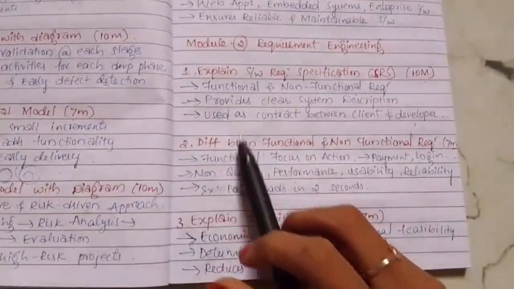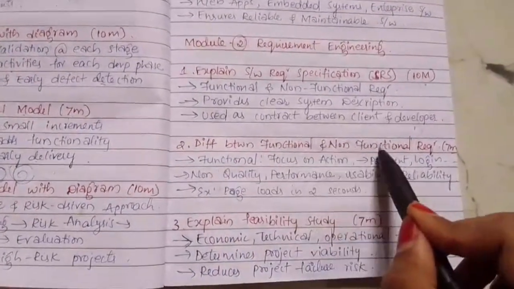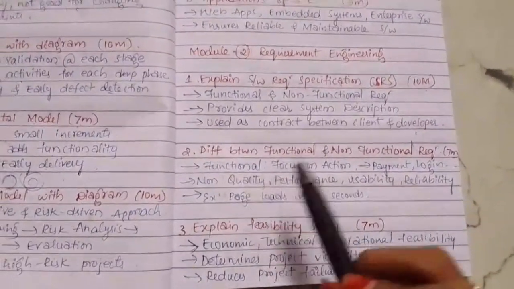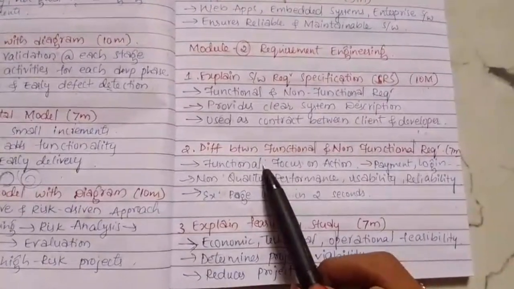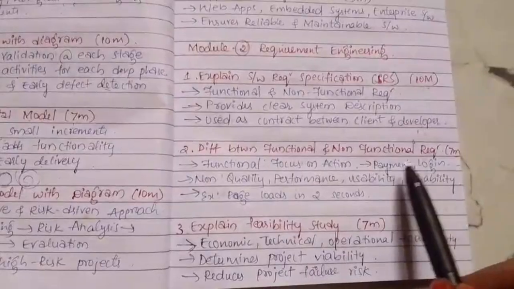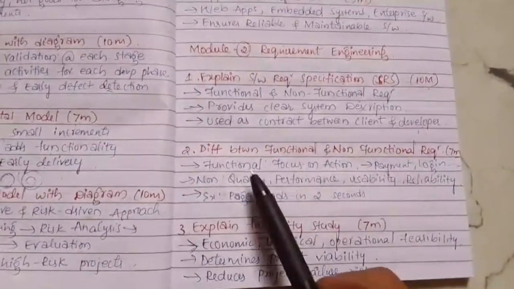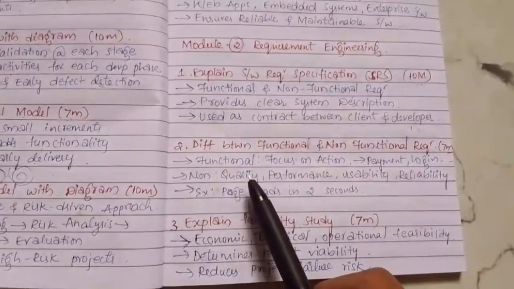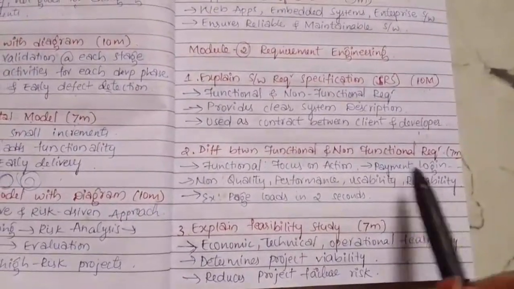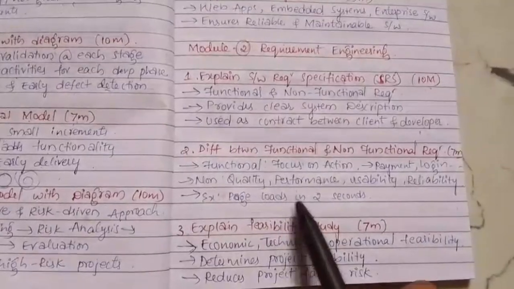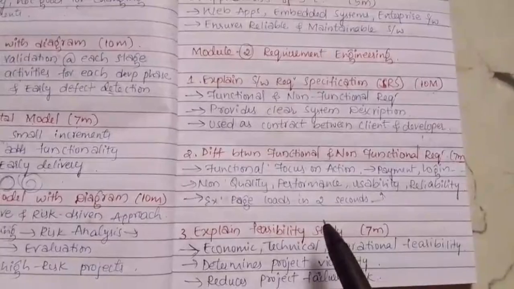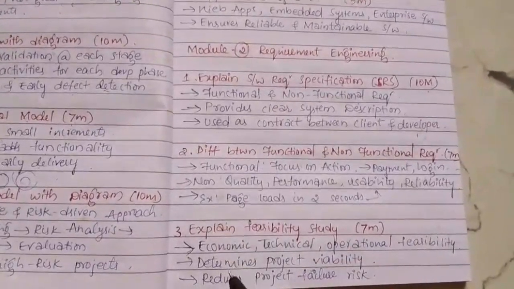And the second question is the difference between functional and non-functional requirements. I have explained this in a complete video, watch it out, and I will explain in short. Functional means focus on the action, for example payment, login. Non-functional means focus on the quality, performance, usability and reliability. For example, a page loads in 2 seconds. That you experience the quality there, that's why this is a non-functional requirement.